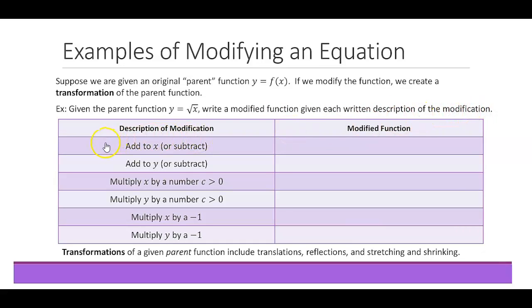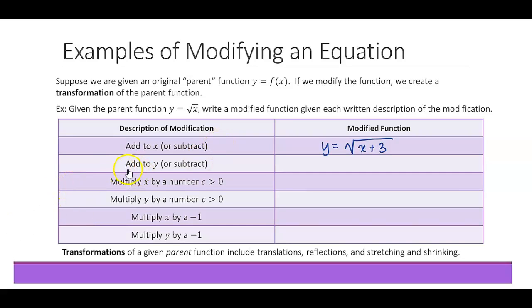So let's say the written description is that we want to add to x or subtract from x. Then our newly modified function would look like, for example, y equals the square root of x plus 3. If we were told to add to x, then that value that's added, here I just made up plus 3, would need to be inside with the value of x, so in this case underneath the square root symbol.